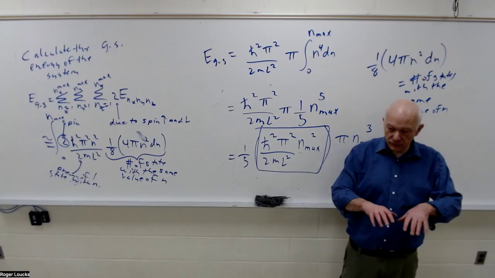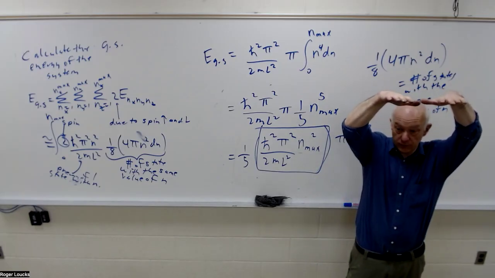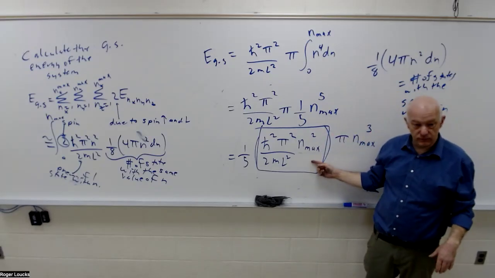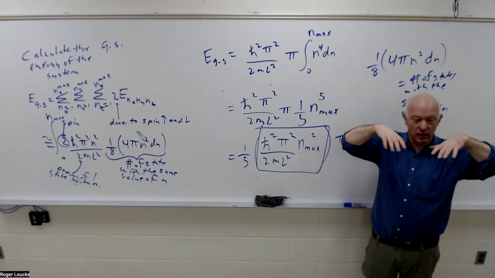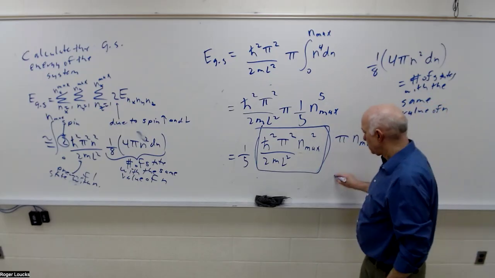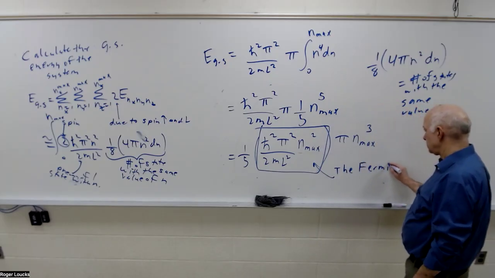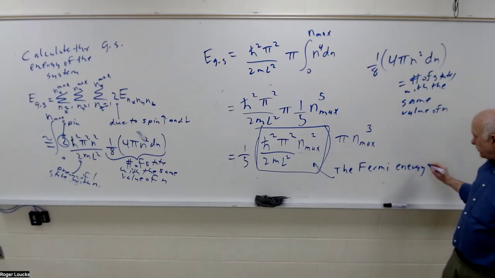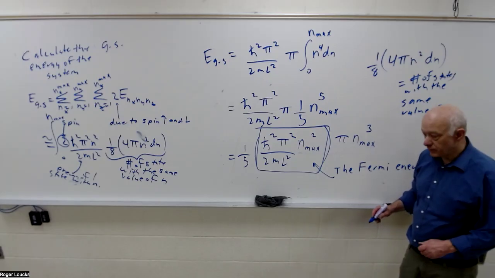So what's happening? I'm putting in all these particles, all the levels are filling up. Eventually, there's going to be some maximum level up here. What's that maximum energy level? It's going to be given by this. Hey, let's give this a name. Let's call this maximum energy level the Fermi energy. This is the Fermi energy, and I'm going to call this EF. It's your maximum level here.